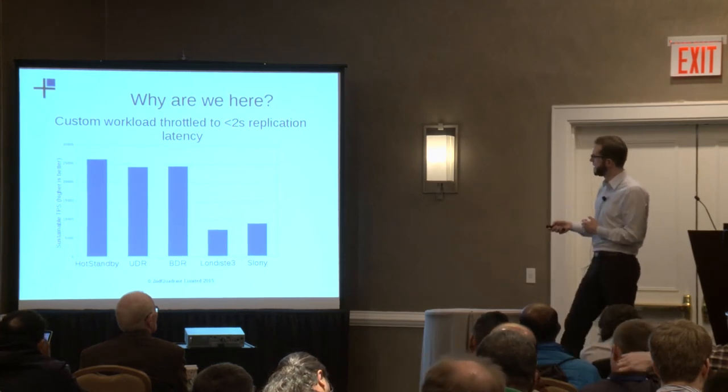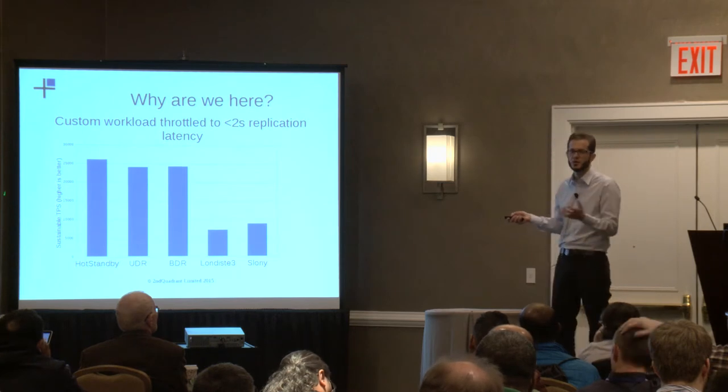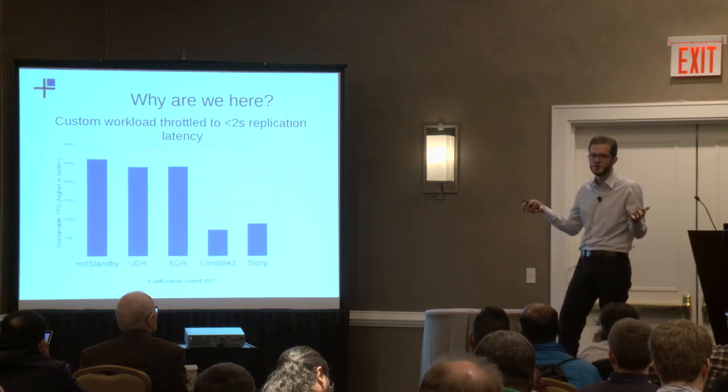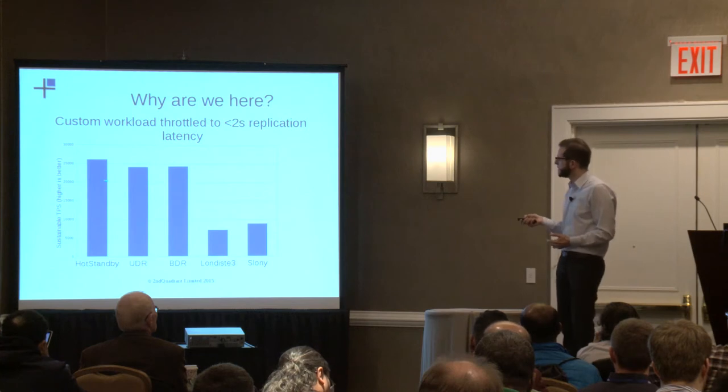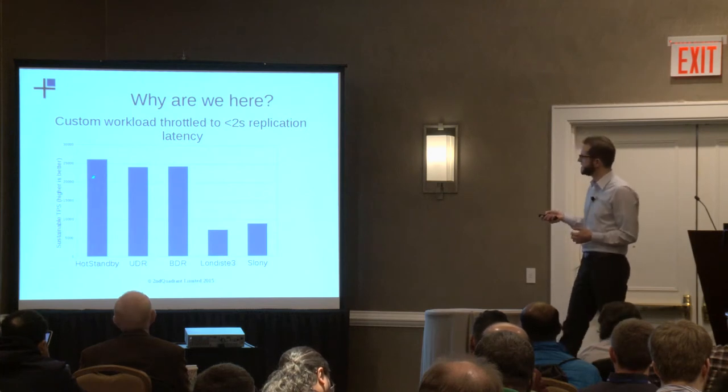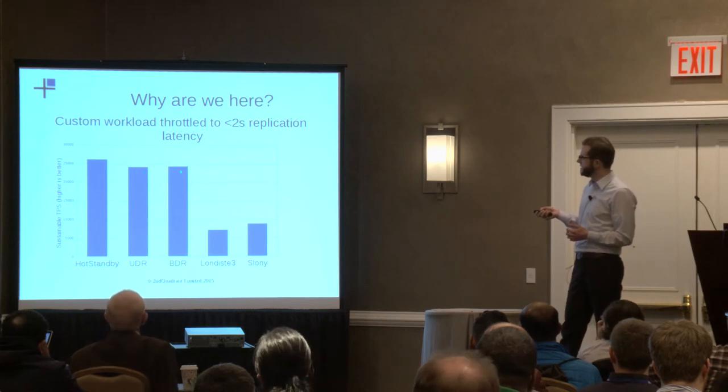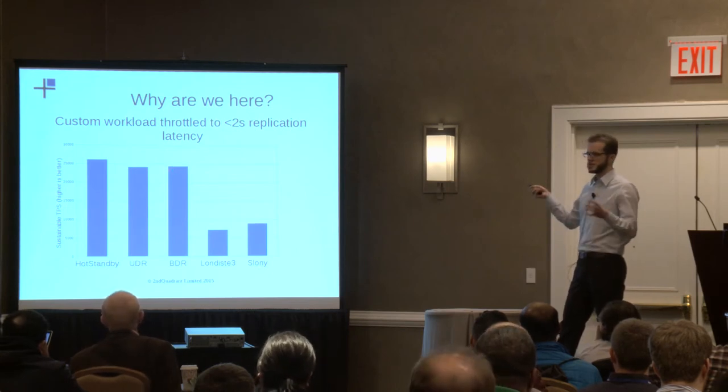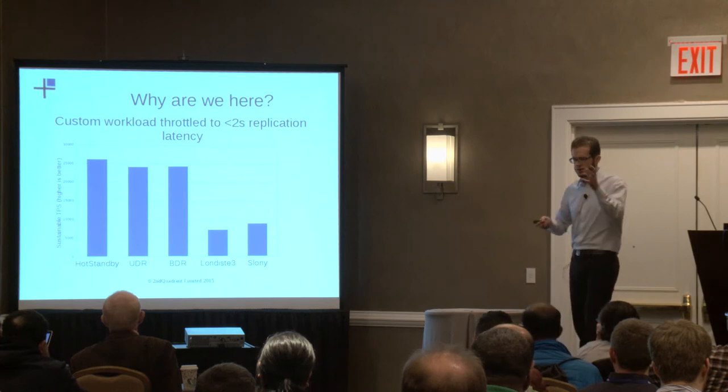And with hot standby, in that slightly different workload, we had to write custom tooling because pgbench can't do that. We could do 25-something TPS. With UDR, it was slightly less. With BDR, slightly more than UDR, and there's actually a technical reason for that. I'll come to that in a second.